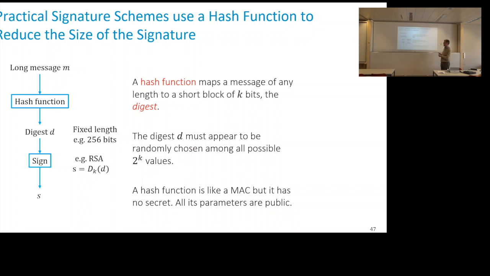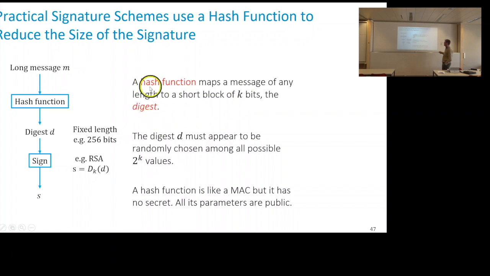Except here we call it a signature. And the digest is a bit different. The digest is something that is constructed from a long message by applying a hash function. What is a hash function? A hash function is something that's used everywhere in computer science. If you use Python programming, for example, you will have dictionaries that can use hash. So a hash function is anything that maps a message of any length to a short block of k bits, where k is specified, which is called the digest.